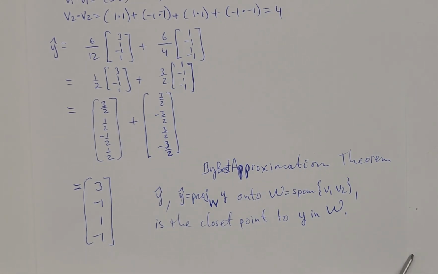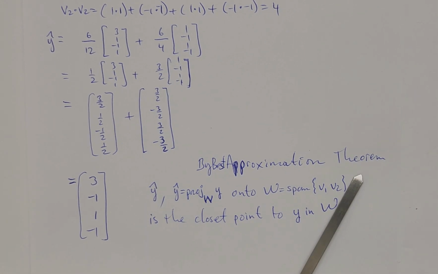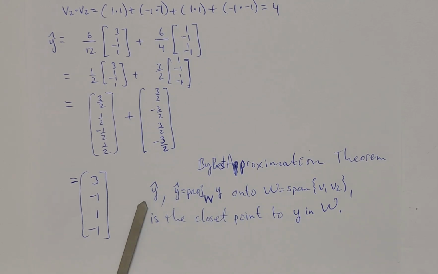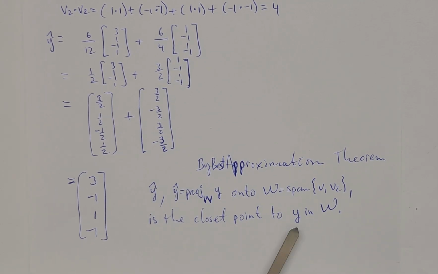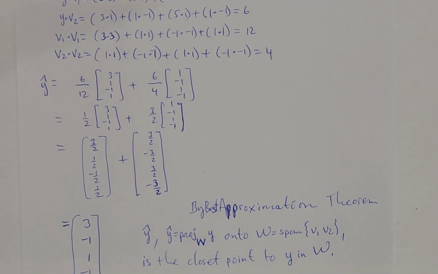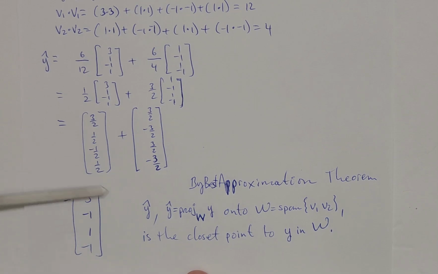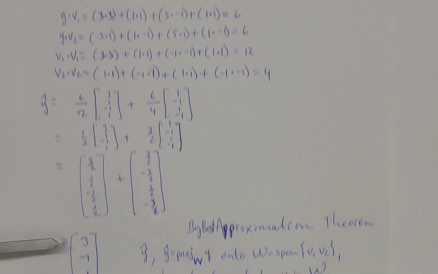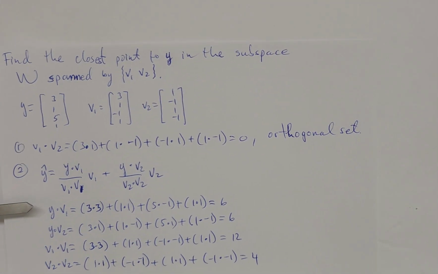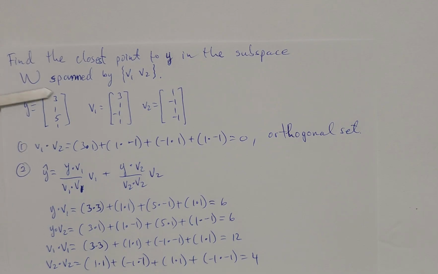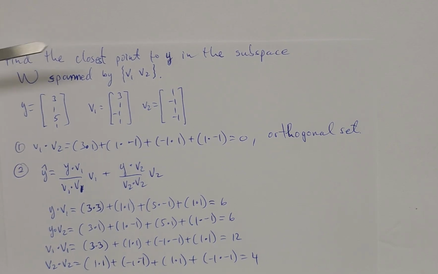By the best approximation theorem, y hat is the closest point to regular y in W. Okay, so one more time. This is y hat, which is the closest point to this y in W. And that's what we are looking for, the closest point.